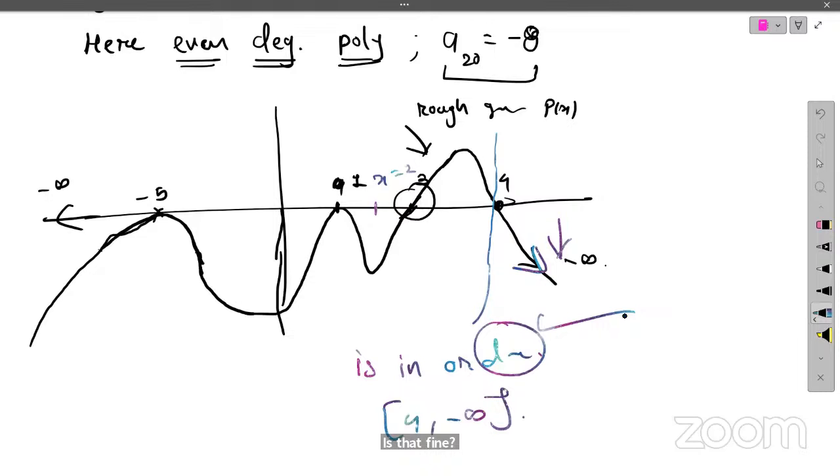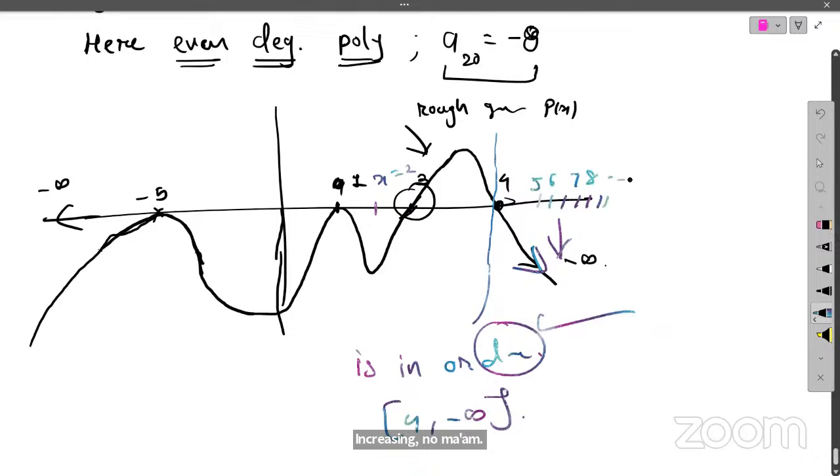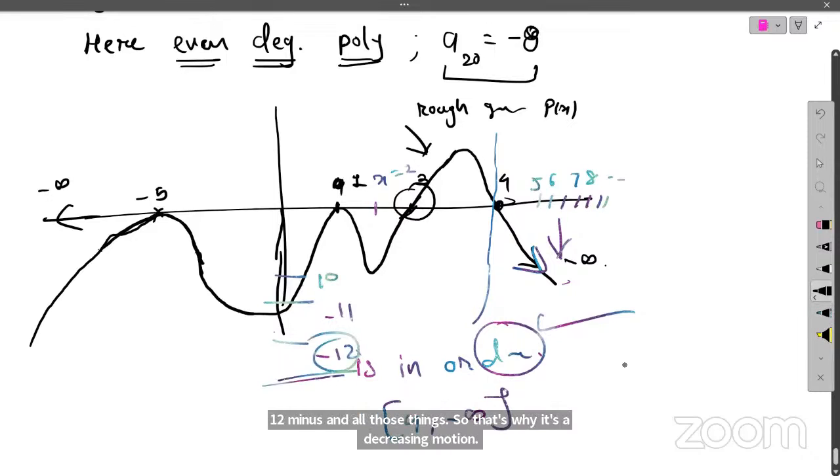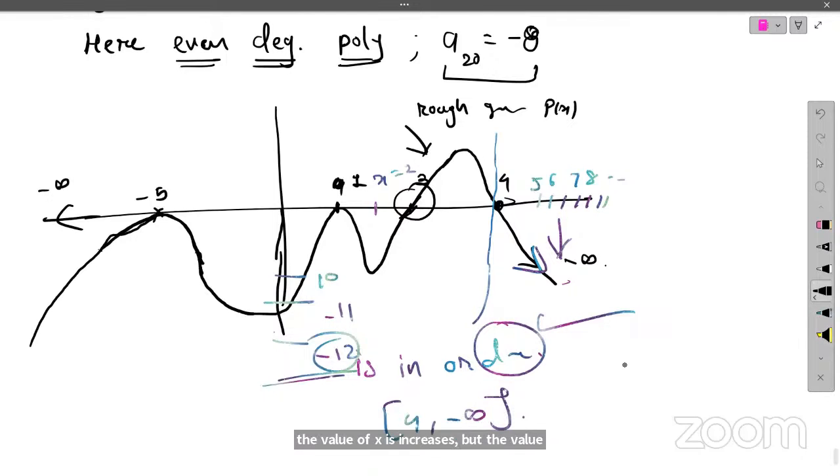In the fourth quadrant, y is positive, and y is equal to f(x), so the function may be increasing, no, ma'am? No. Here what is happening? We are increasing the value of x. The x value will be 5, 6, 7, 8, 9 and so on. But the y value is decreasing: minus 10, minus 11, minus 12 and so on. So that's why it's a decreasing function. The value of x increases, but the value of y decreases, right? So it's a decreasing function.